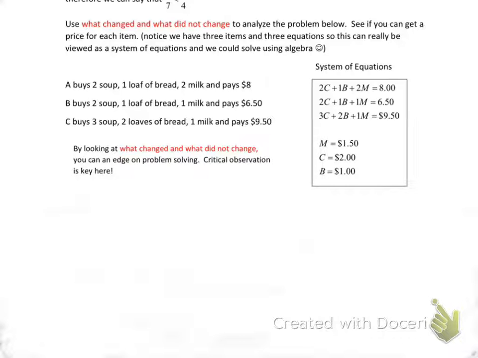So I started out just looking at the first two purchasers. So A is buying and B is buying. So let's just compare A and B. Okay, so A buys 2 soups, 1 loaf of bread, and 2 milk. B buys 2 soups, that's the same, hasn't changed. 1 loaf of bread, hasn't changed. Oh, but only 1 milk.